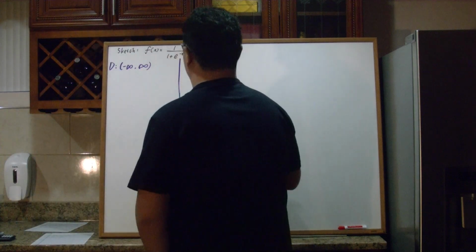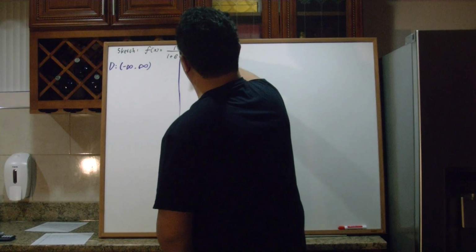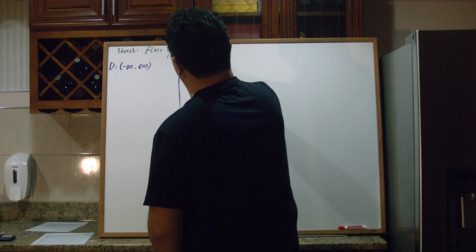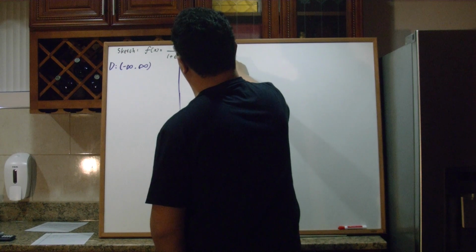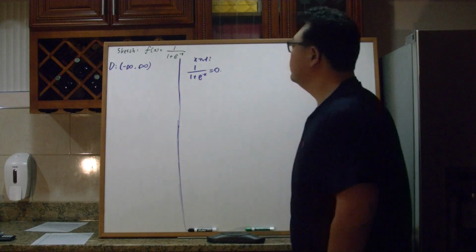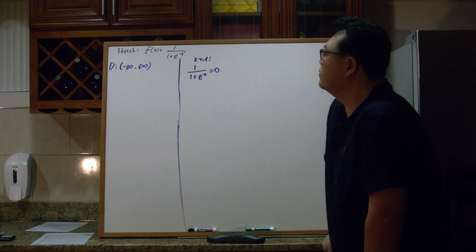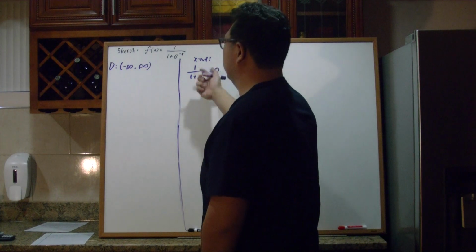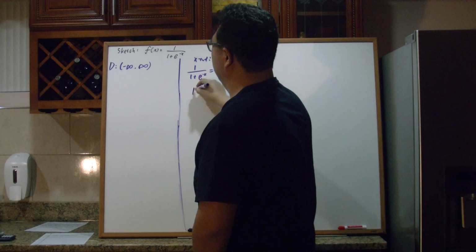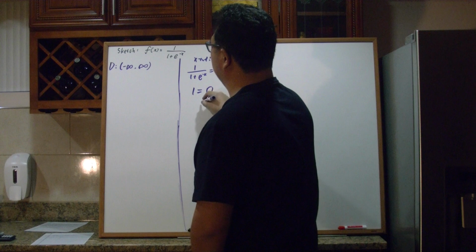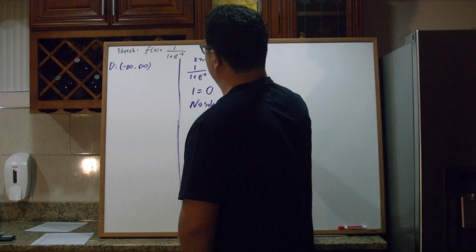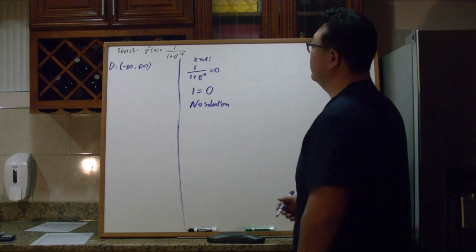The next one is x-intercept and y-intercept. For the x-intercept, we let e to the negative x equal 0. Even if you simplify, that cannot have a solution. Before we simplify, we have just the numerator equal to 0, that's no solution. So we will not have any x-intercept.